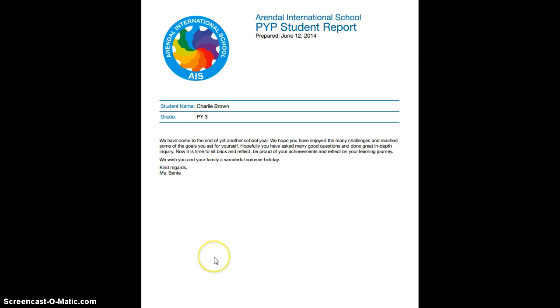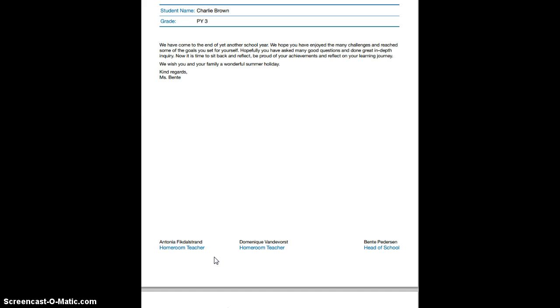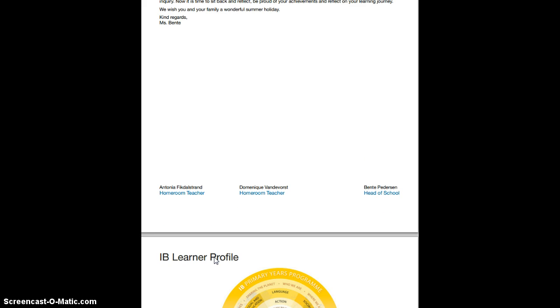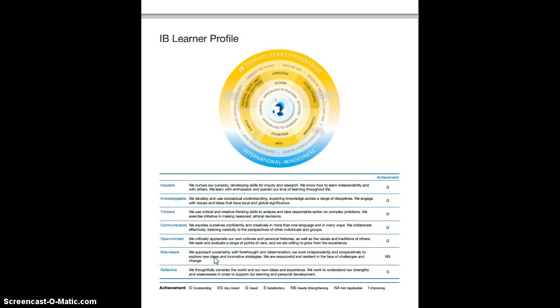Okay. So this is the opening page, and we have a message from Miss Benter wishing us to have a wonderful summer holiday, which I'm sure we will all do. And then as we work our way down, we see the two homeroom teachers for PY3. Here is the learner profile section, and we can see the model here of the structure of the PYP. And then we get some grades.